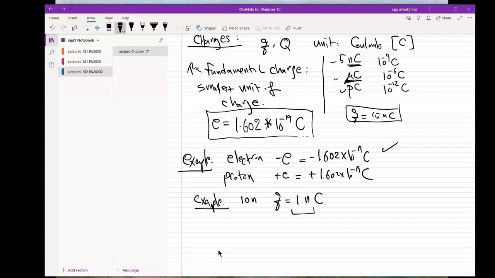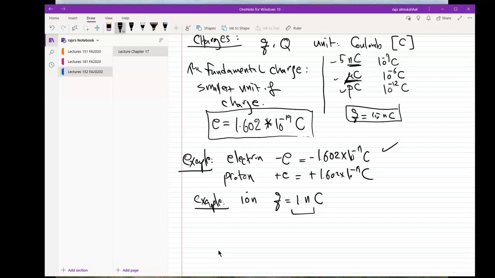Got it? Let me repeat it again. If I have a charge, any charge, say an ion, and the Q of that ion is 1 nanocoulomb, okay? This means that this ion is made out of electrons.